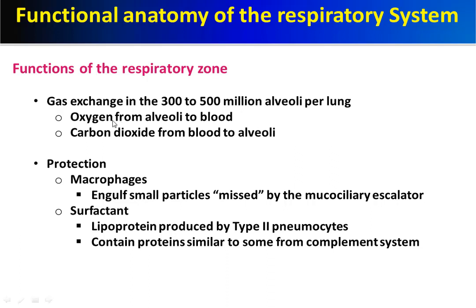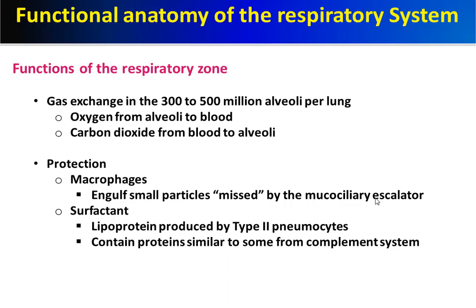So oxygen diffuses from air inside the alveoli, from the alveolar air into the blood in the pulmonary capillaries, and carbon dioxide diffuses in the opposite direction from the blood in the pulmonary capillaries into the alveolar air. Another function of the respiratory zone is protection, because we also have macrophages in the alveoli which engulf small particles which are even missed by the mucociliary escalator system.